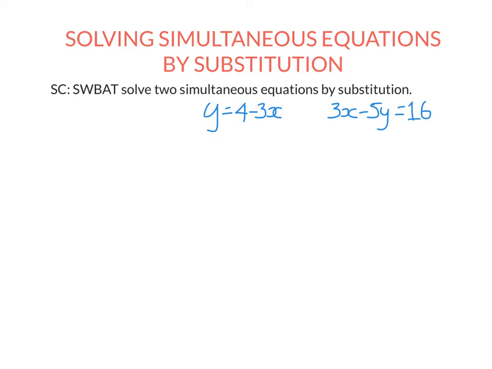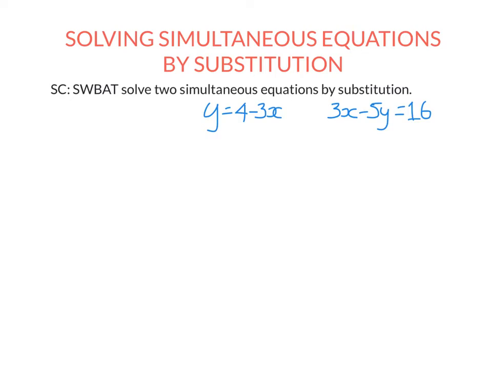Thank you so much for tuning into this video in which we will solve two simultaneous equations using the method of substitution. So here I have two linear equations. The goal is to find a solution to this equation that's also a solution to this equation. As previously discussed, this is a straight line, this is a straight line. Their simultaneous solution will just be the point of intersection.